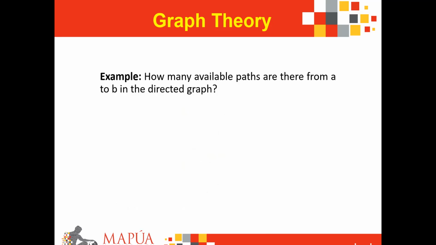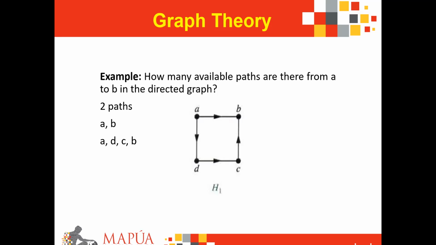How many available paths are there from A to B in this given directed graph? There are 2 available paths from A to B. That is, if you go directly from A to B with a path length of 1, and if you go from A to D, then C, and then B with a path length of 3.